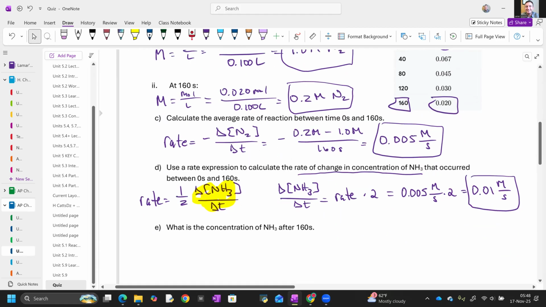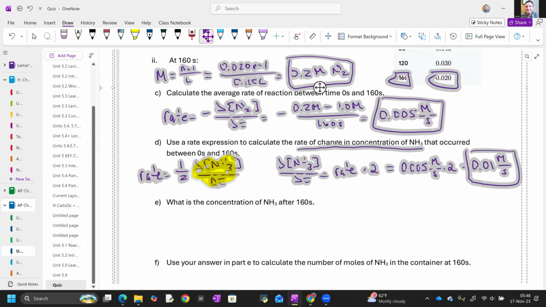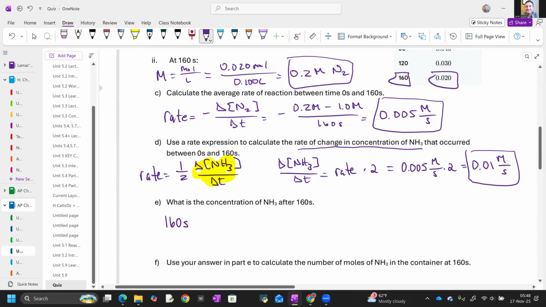Okay, so now we want to know, what is the concentration of NH3 after 160 seconds? We know the average rate of change of NH3 that occurred between 0 and 160 seconds, but now we want to know, what is the change in the concentration? So what we're going to do then is start with our time. Our time is 160 seconds.